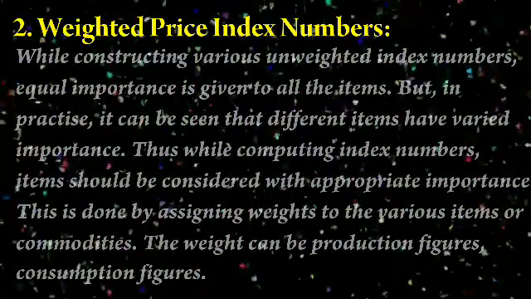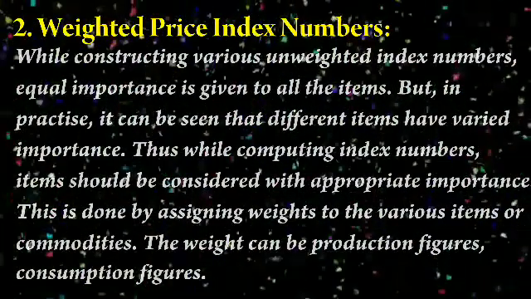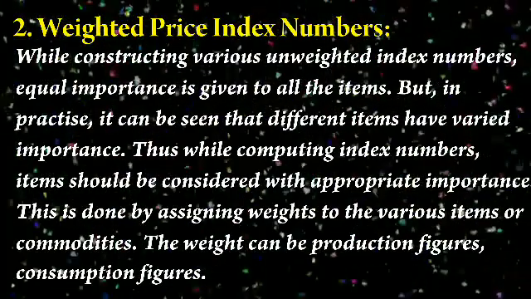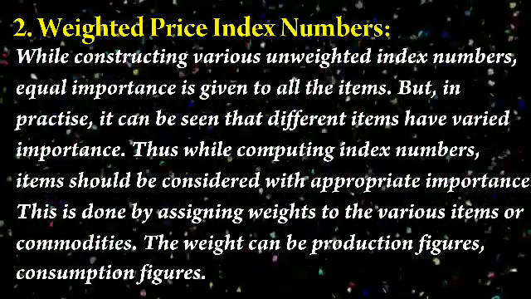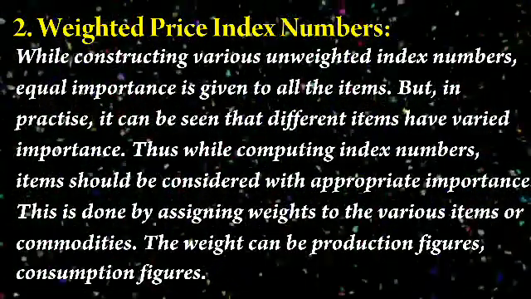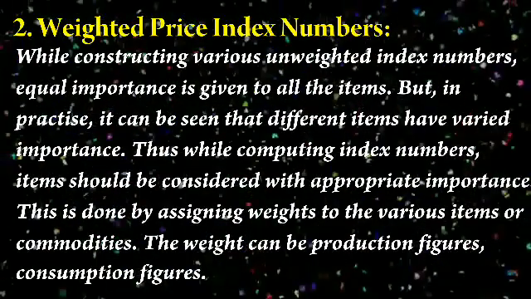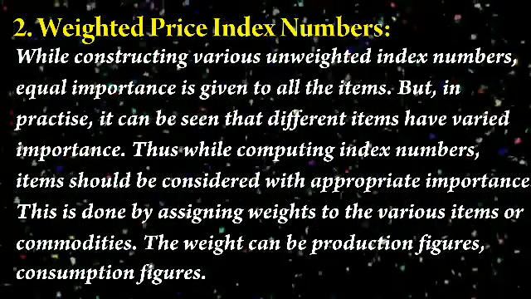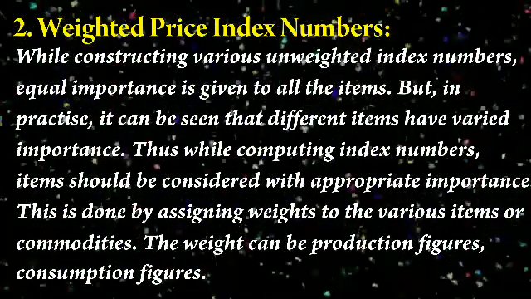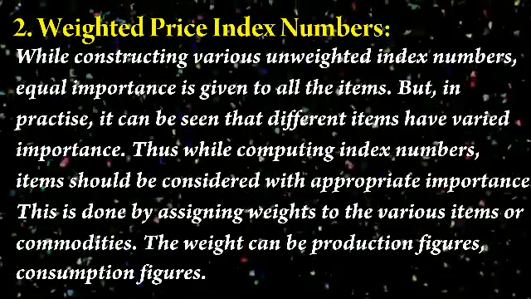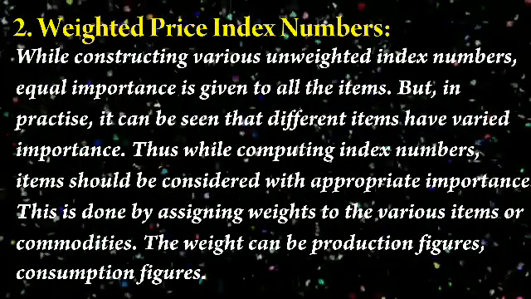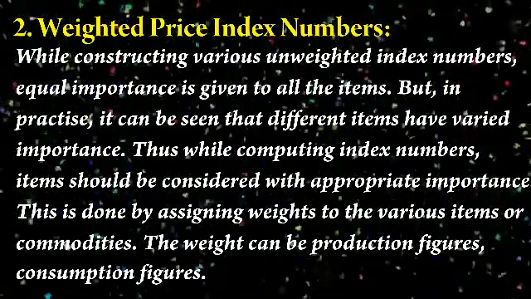While constructing various unweighted index numbers, equal importance is given to all the items. But in practice, it can be seen that different items have varied importance. Thus, while computing index numbers, items should be considered with appropriate importance. This is done by assigning weights to the various items or commodities. The weight can be production figures or consumption figures. For the construction of the index numbers, quantity weights are used.